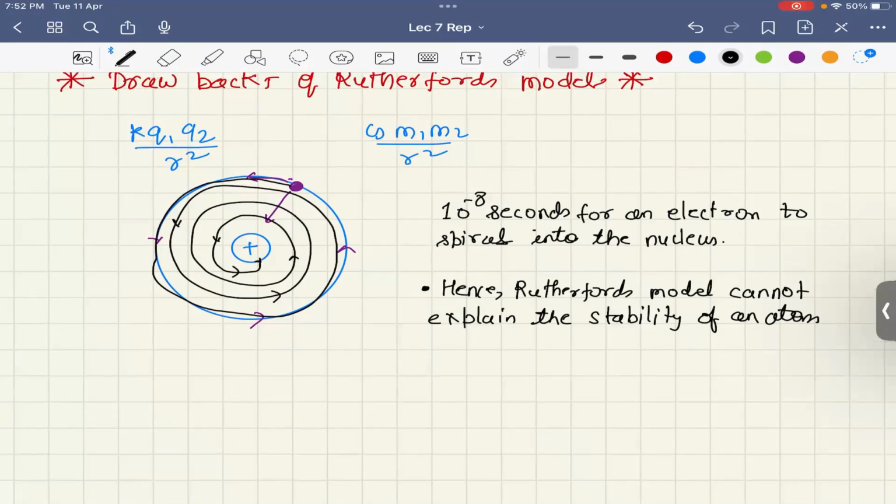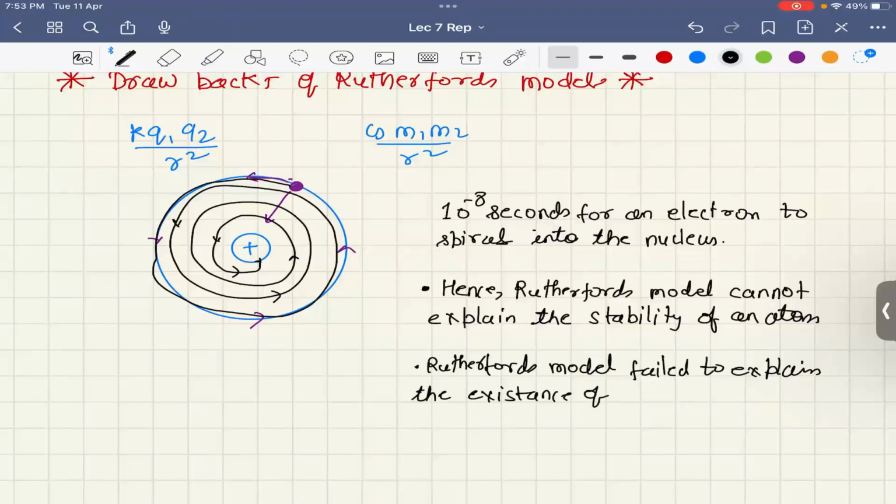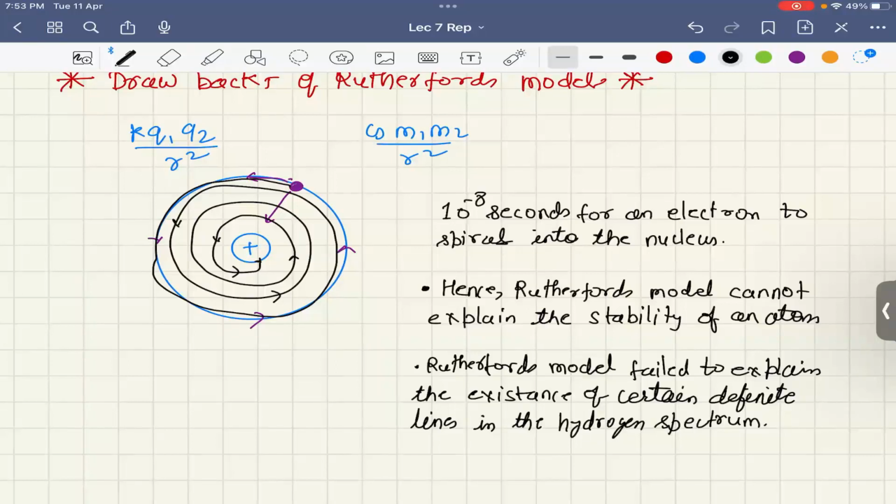So the other drawback was that Rutherford's model failed to explain the existence of certain definite lines in the hydrogen spectrum, right? If the electrons were to lose energy continuously, the atomic spectrum of hydrogen should have been continuous. However, the spectrum of hydrogen has been found to be discontinuous, in the form of characteristic lines of definite wavelengths, right? This is the other serious drawback of the Rutherford model. Hence, this model does not explain the structure of the atom, that is, the distribution of electrons around the nucleus and their energy, and thus we need a better model, and that model has been given by Bohr, which is what we are going to study in the next class.